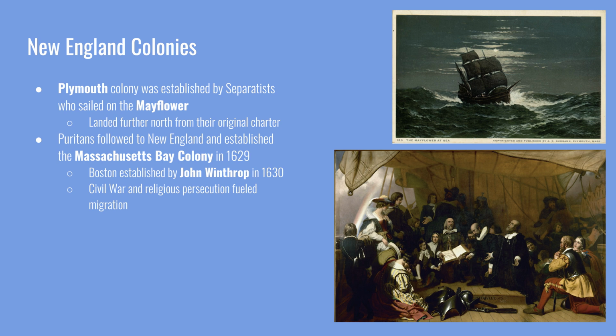Puritans had similar disagreements with the Anglican Church, but they didn't necessarily want to separate themselves completely. They just wanted to purify the Anglican Church. They also sailed to North America, and they landed in Massachusetts Bay in 1629. John Winthrop was the governor of the settlement of the town of Boston at the time in 1630, leading the Puritans. Previous to the English Civil War, religious persecution in England fueled that migration into North America.